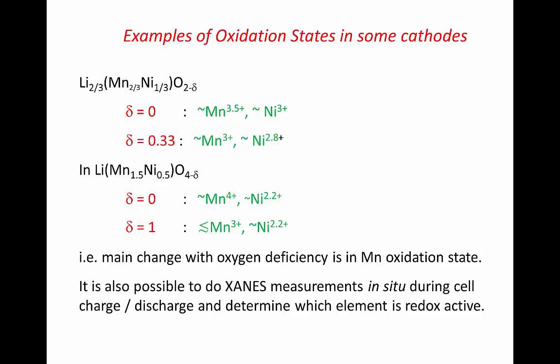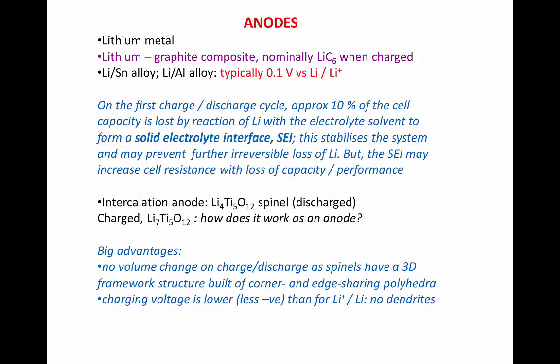It's possible to assemble a cell in which you can do the charge-discharge experiment at the same time as you can measure the X-ray absorption spectra of the materials, and then that can tell you which element is undergoing oxidation and reduction during battery operation. So that gives very useful scientific information on battery operation. So that's a little bit about materials and how we can characterize them as cathodes.